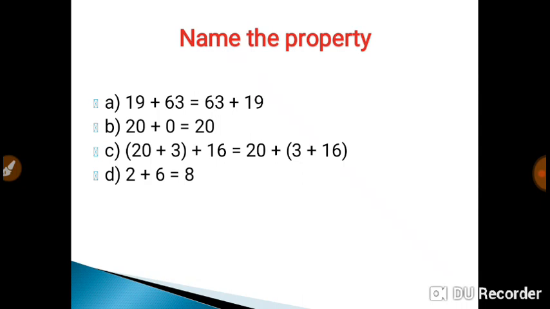In the last part, you can see 2 plus 6 is equal to 8, where 2, 6, 8 all are whole numbers. Can you identify this property? Yes children, when you add two whole numbers, the sum is also a whole number, which is closure property of addition of whole numbers. There are some more questions of the same pattern given in exercise 4A in your book.